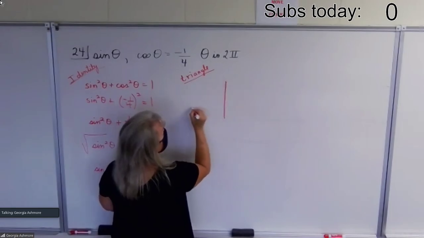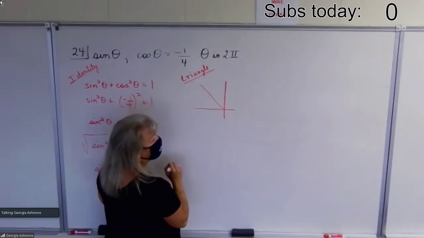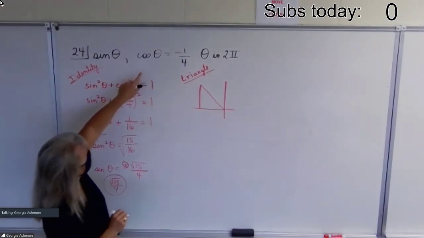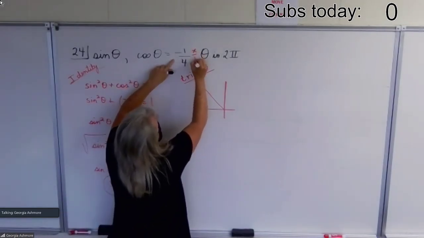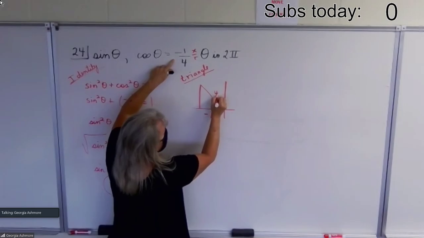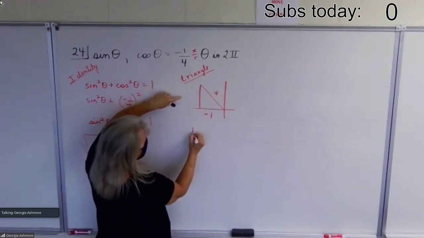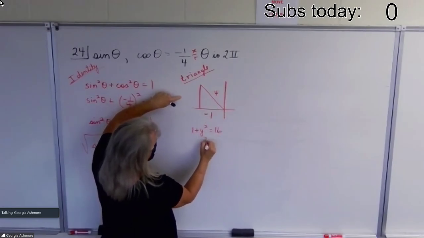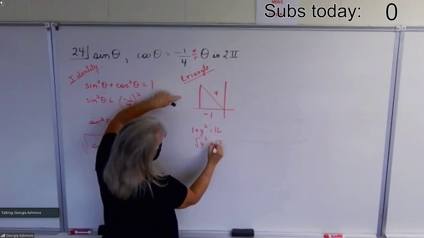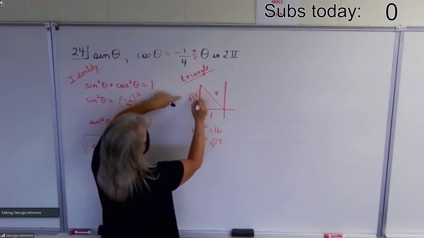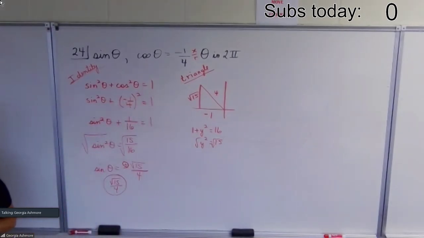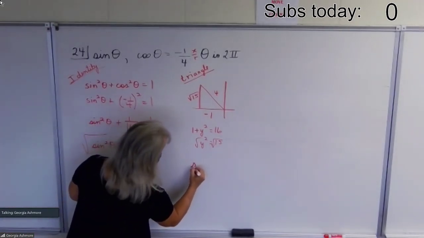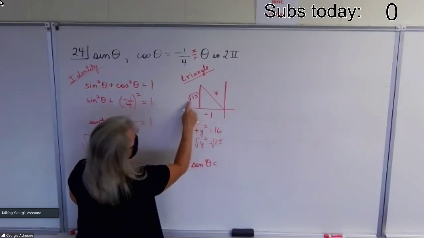Theta is in quadrant 2, so I'm going to draw me a triangle in quadrant 2. There's the ray. The triangle is the perpendicular drop to the x-axis only. They tell me that the cosine, which is x over r, is a negative 1/4. I can find the y, so x squared, 1, plus y squared equals the r squared, so y squared equals 15. Square root it. So there's the square root of 15, and it's positive because it's in quadrant 2. And then I can finish this off. They want me to find the sine of theta, which is y over r.